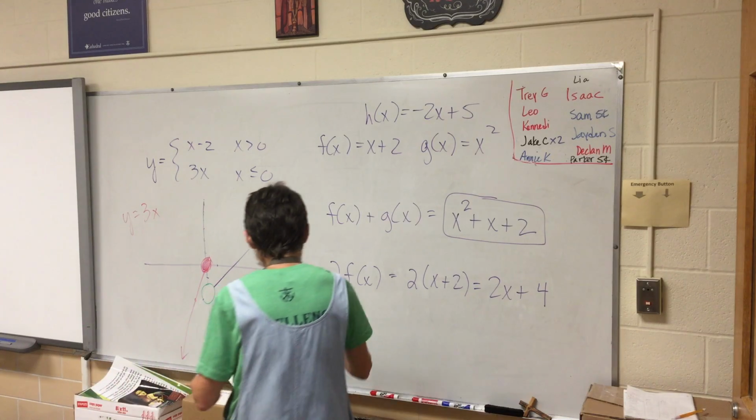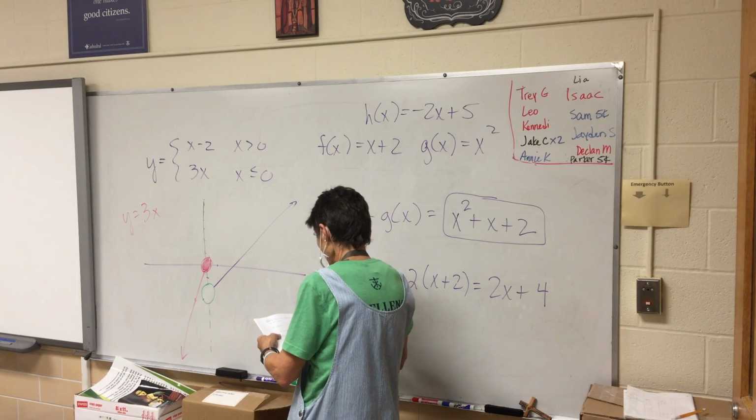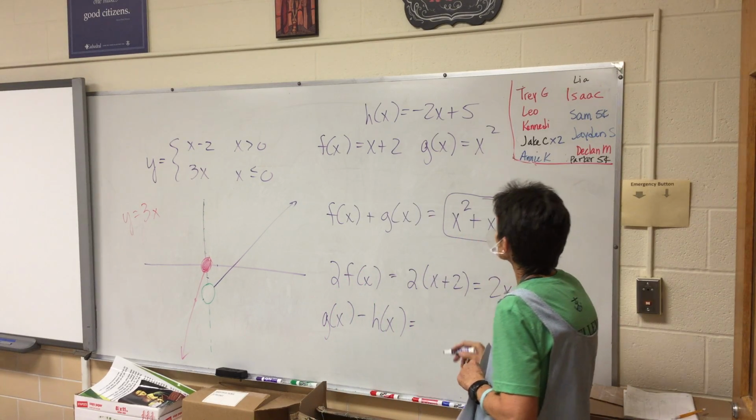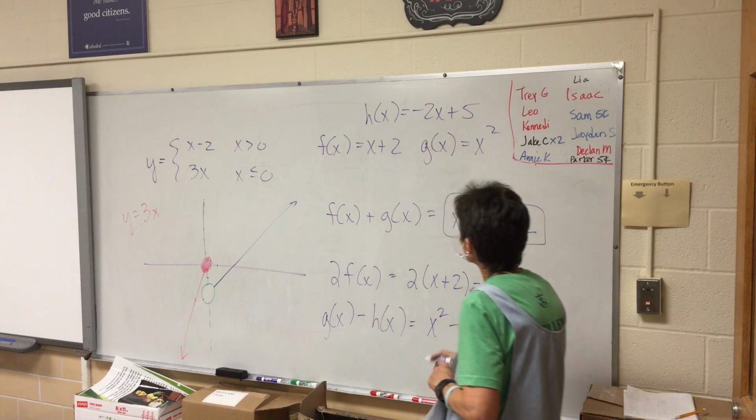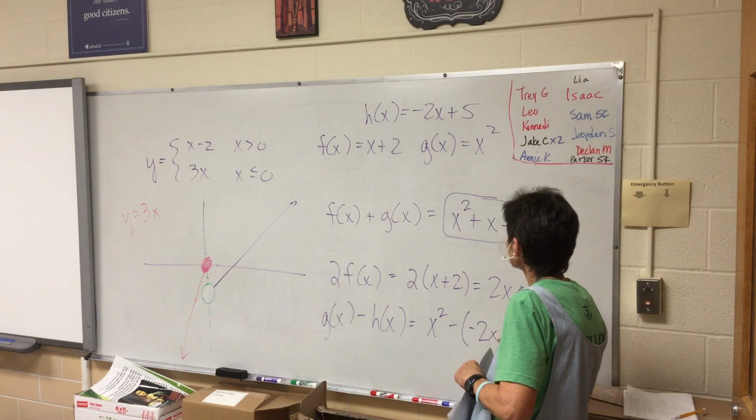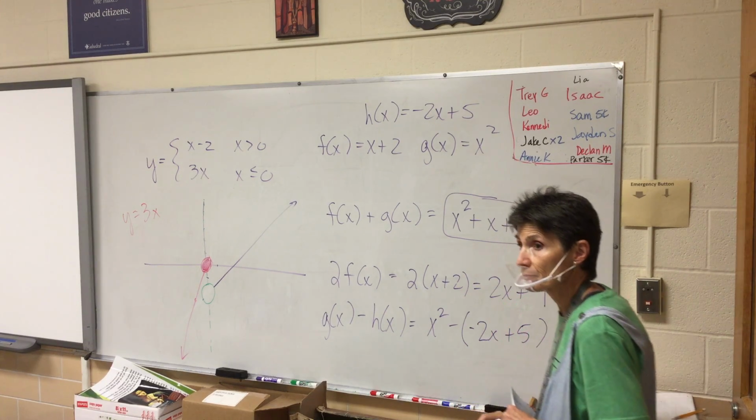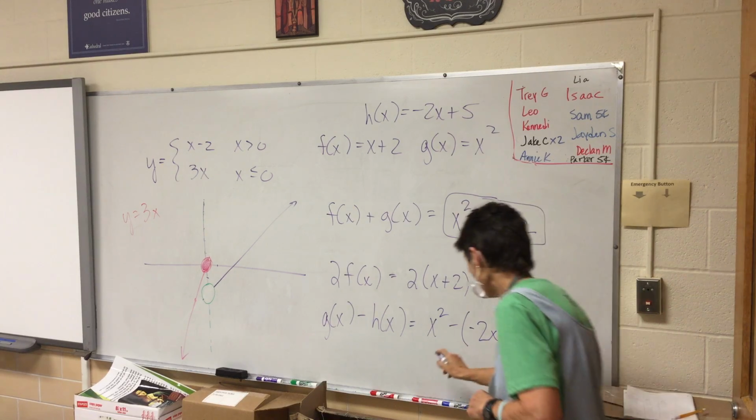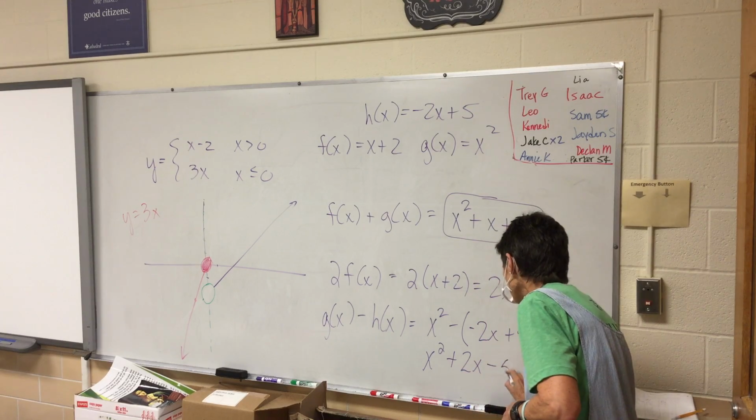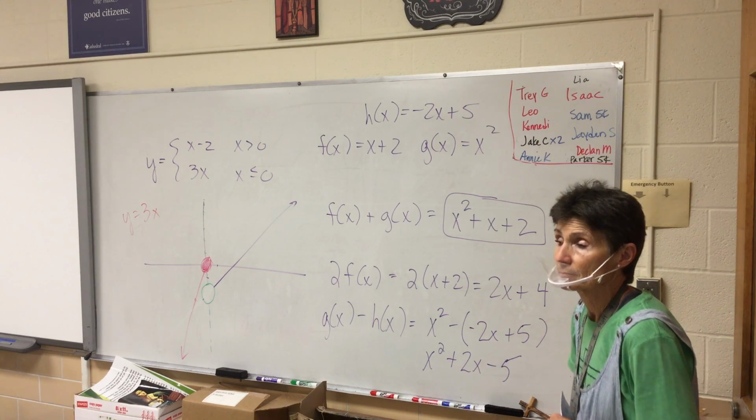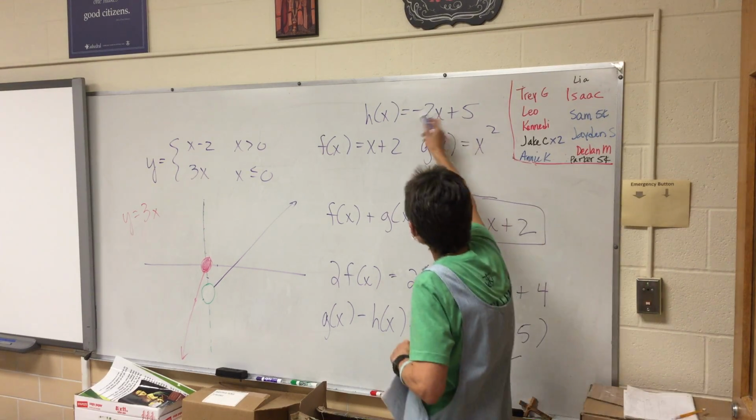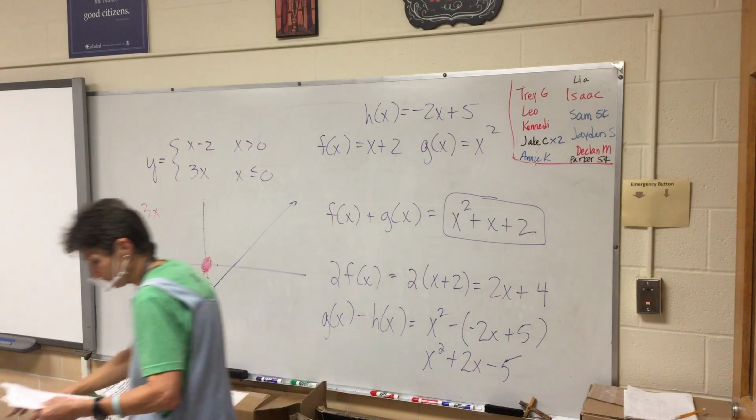All right, what do you think C is asking me to do? G minus h. What do you think I'm doing there? So g of x, that's going to be x squared minus, now be careful, it's minus negative 2x plus 5. So that'll become x squared plus 2x minus 5. Because we're subtracting the whole quantity. So think of that as a quantity. We're subtracting it.